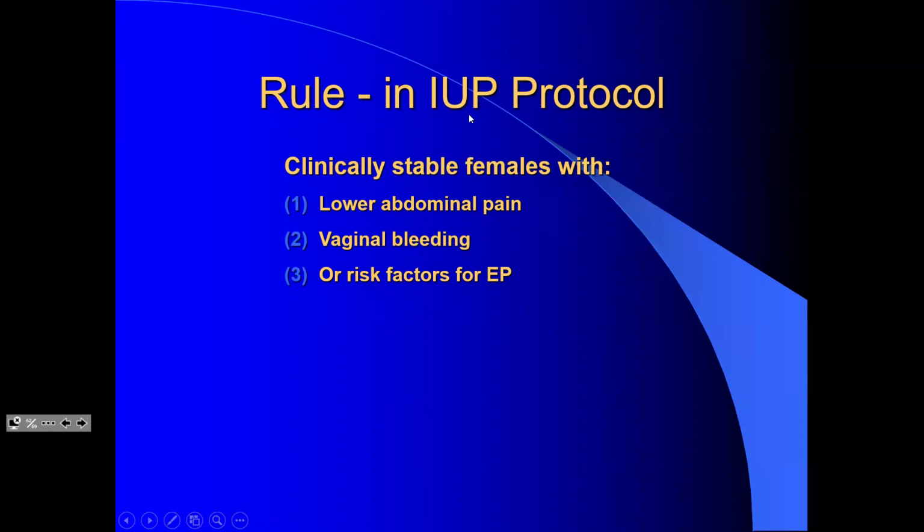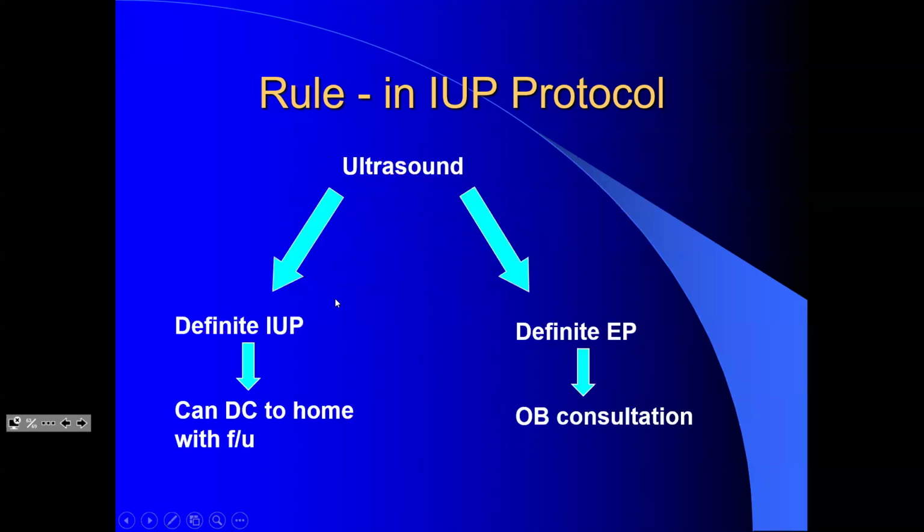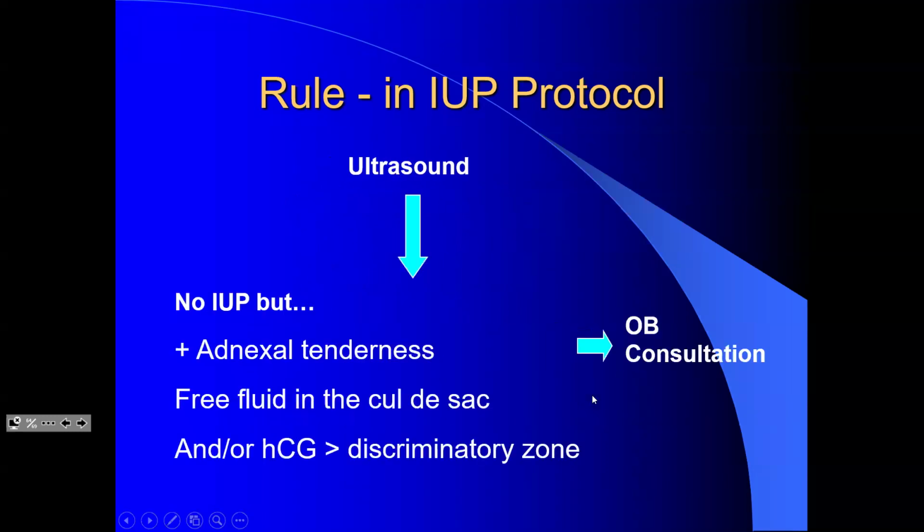So what do you do when a patient comes with abdominal pain, vaginal bleeding? You do a pregnancy test and send the patient for ultrasound. If ultrasound shows an intrauterine pregnancy, you are assured, you send the patient back home. If the ultrasound does not show an intrauterine pregnancy, then you need to further wait and see what is going on.